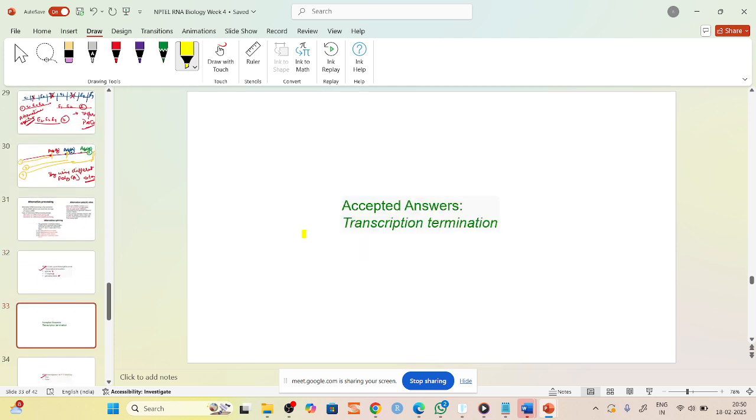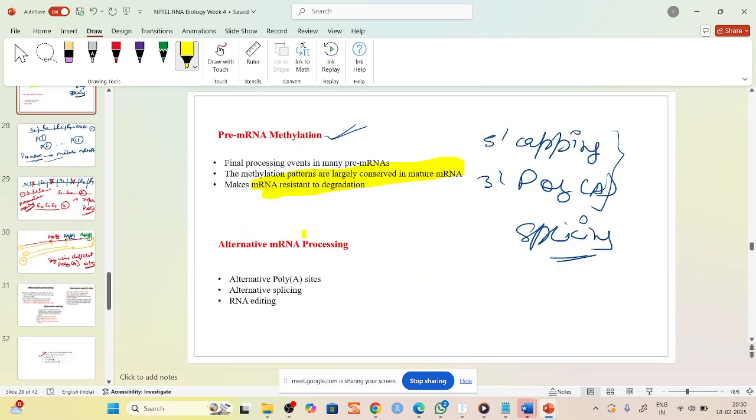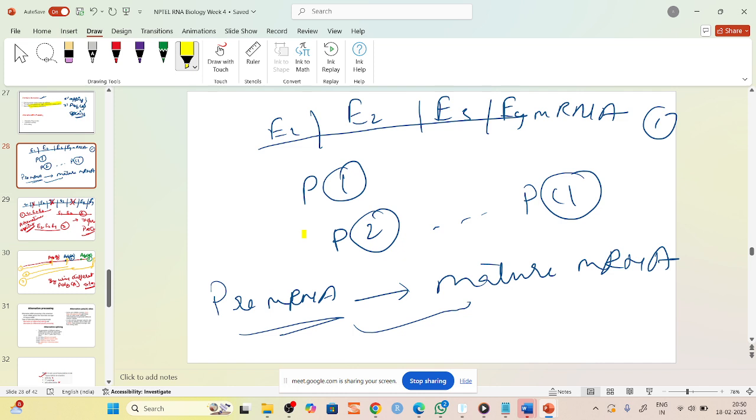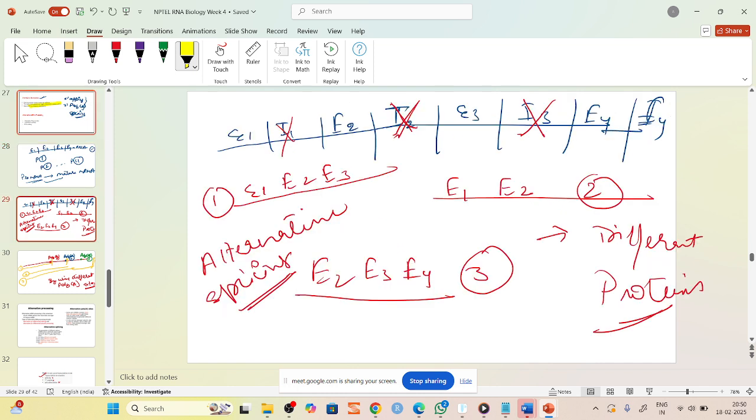So we have dealt in detail with alternative splicing: depending on which intron you are splicing, your exon joining would be different, and when your exon joining is different, it will lead to the formation of different kinds of mature mRNA, and these mature mRNAs will form different proteins. This is your alternative splicing.